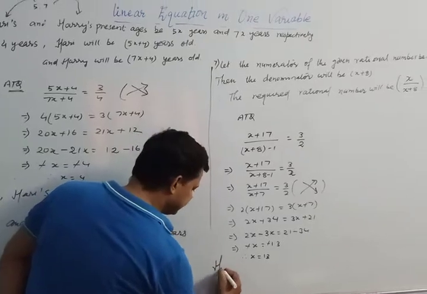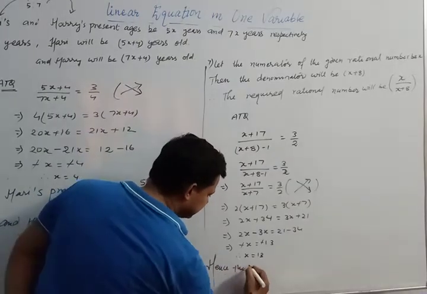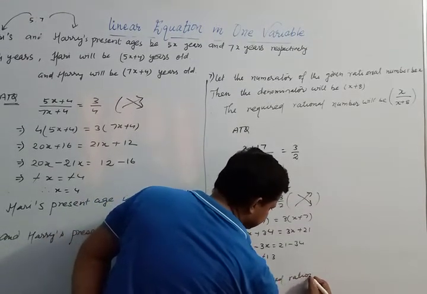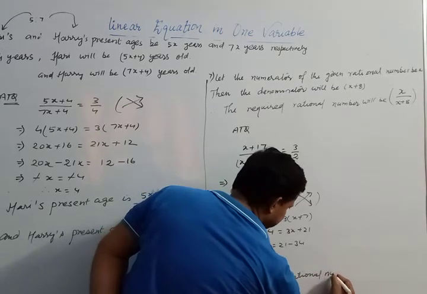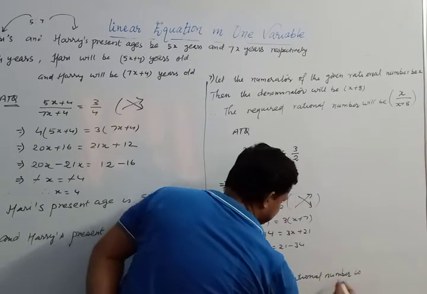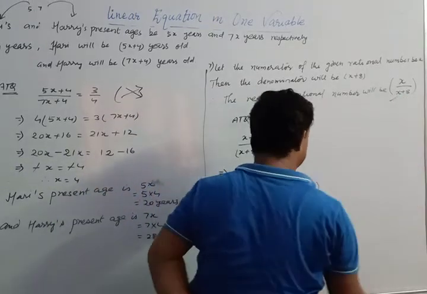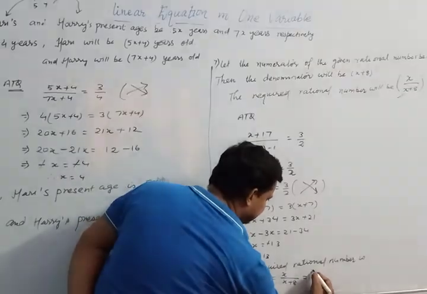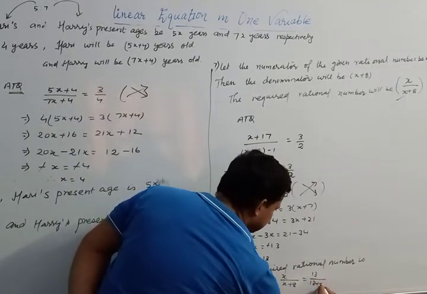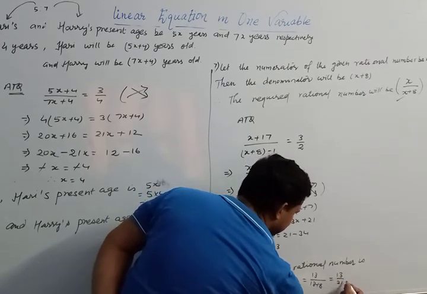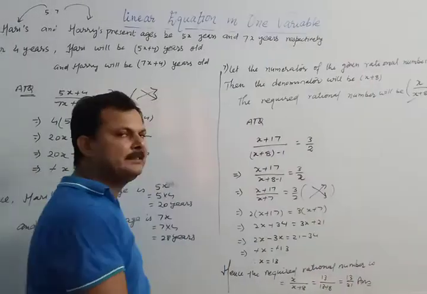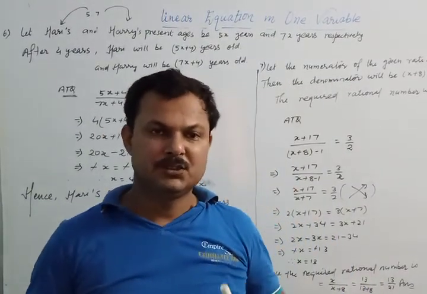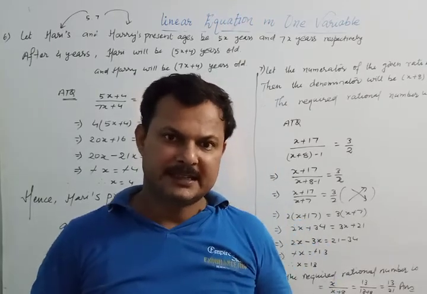Hence, the required rational number is, what is the required rational number? This one, x plus 8, x is 13, 13 plus 8, so 13 by 21. I hope you are getting it, and I have done this for your help. You have to try by yourself. First of all, see the video once, and then after that try by yourself.